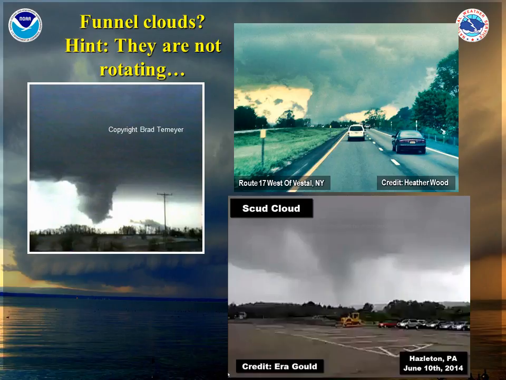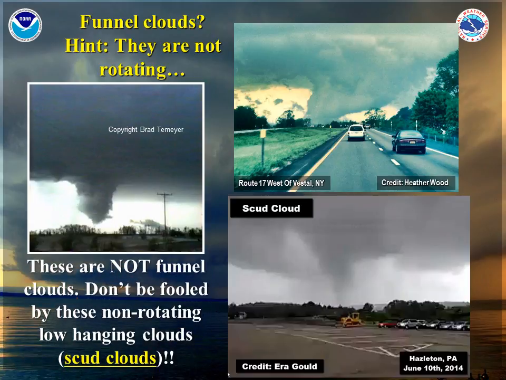Let's continue the quiz with another question. Are these funnel clouds? Hint, they are not rotating. The answer is clearly no, these are not funnel clouds. Don't be fooled by these non-rotating, low-hanging clouds, otherwise known as scud clouds. They often look just like funnel clouds or tornadoes, and these types of clouds are most common when we receive erroneous tornado and funnel cloud reports.